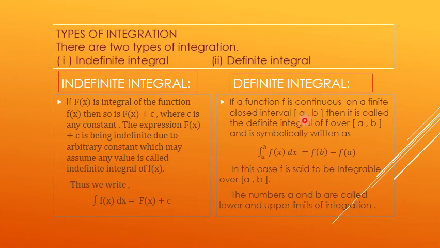Types of integration. There are two types of integration. One is indefinite integral and the second is definite integral. Here we define indefinite integral. If capital F of x is an integral of the function f of x, then so is capital F of x plus c, where c is any constant. The expression capital F of x plus c is called indefinite due to the arbitrary constant, which may assume any value, and is called the indefinite integral of small f of x.